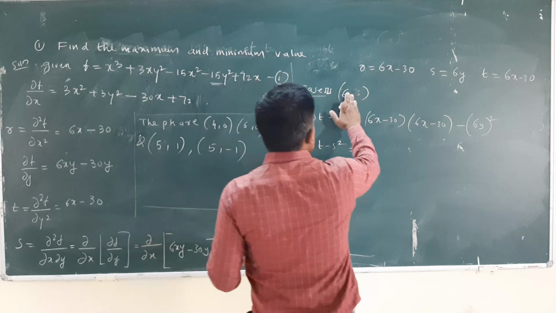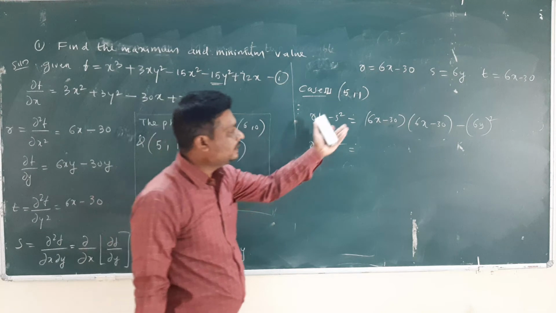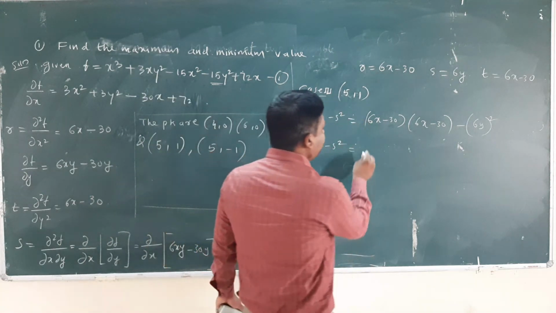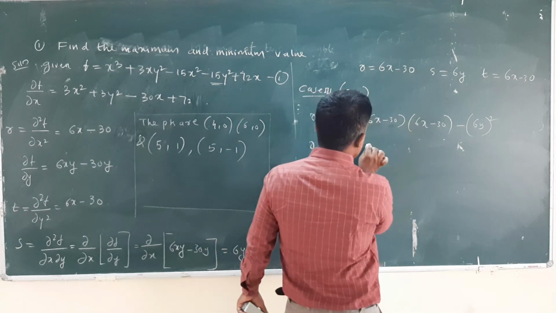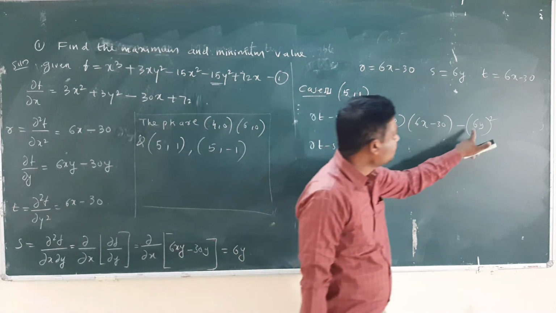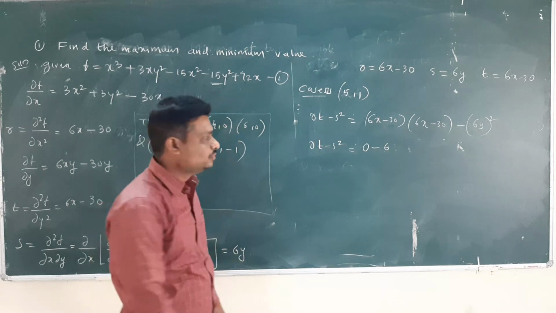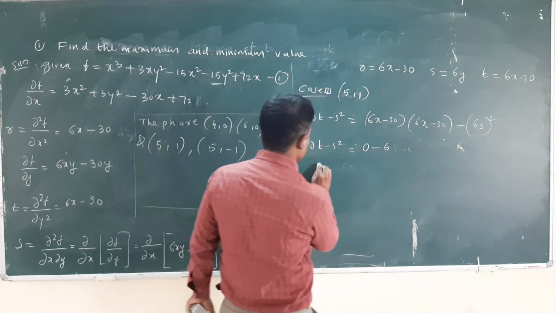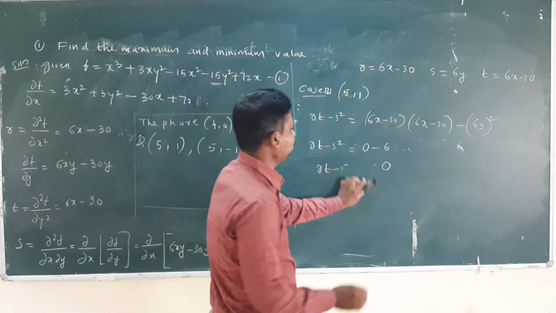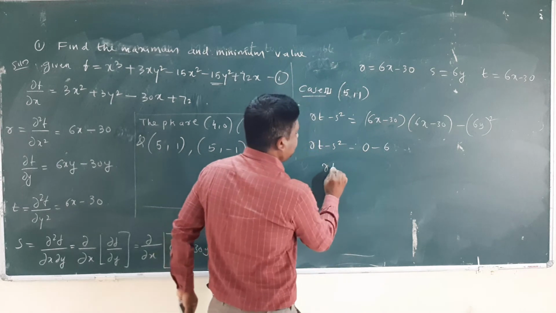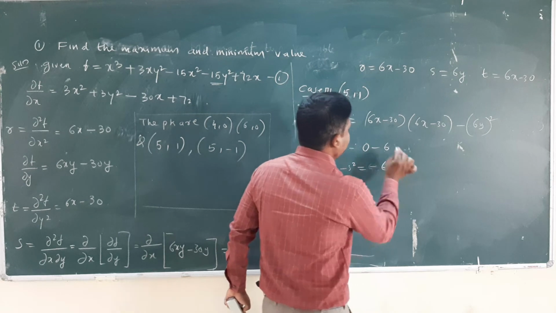The third point is (5, 1). So now I will put (5, 1) in rt minus s square. If I put here 5, this becomes 30 minus 30, 0. 0 into anything is 0. And y is 1, 6 into 1, so this one becomes minus 36. So rt minus s square equal to minus 36, which is less than 0.